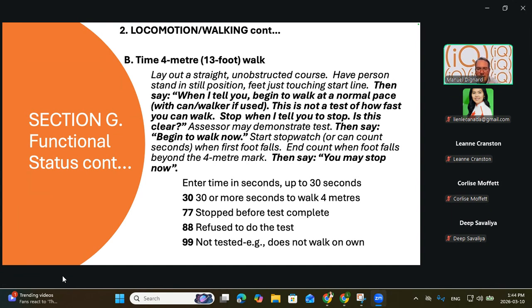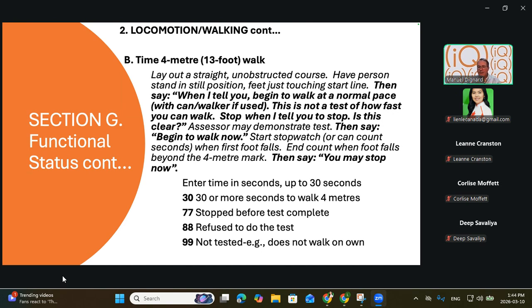Timed 4-meter walk. So, simple performance test, right? It's to get an objective measure of a resident's stamina and their walking speed. So you make sure that you set up a clear, straight path of 4 meters, okay, 13 feet for those who use the imperial system.